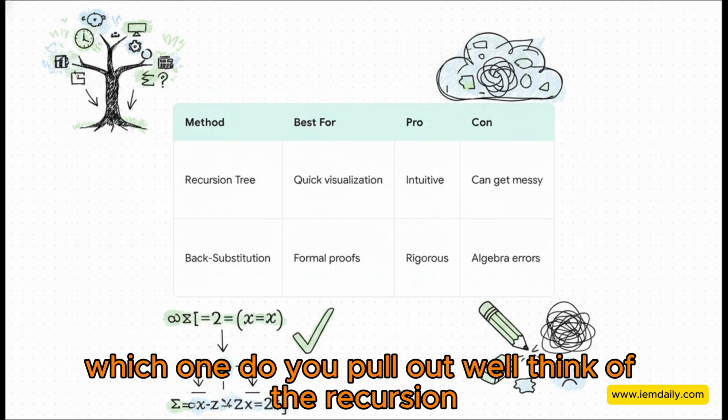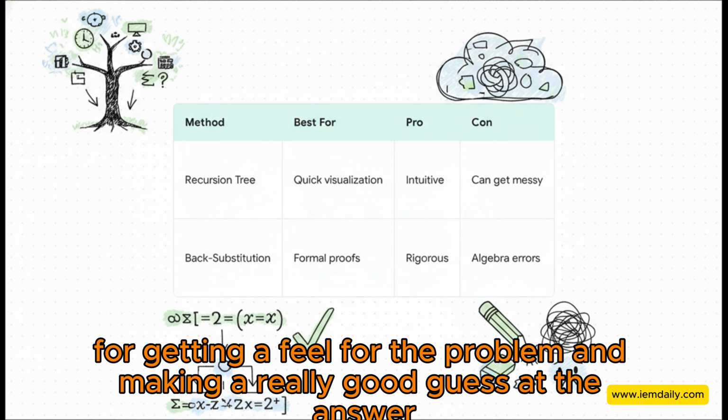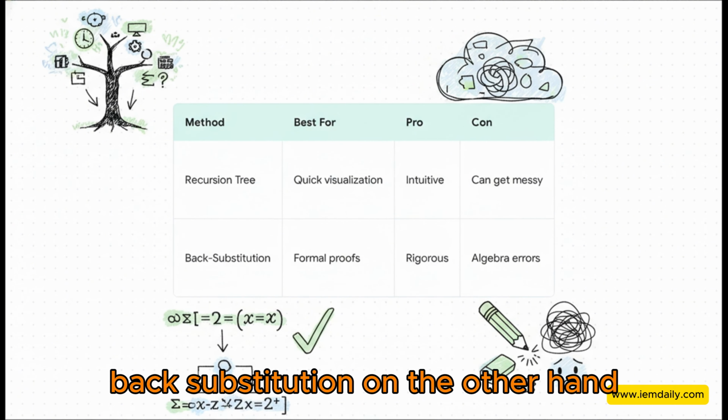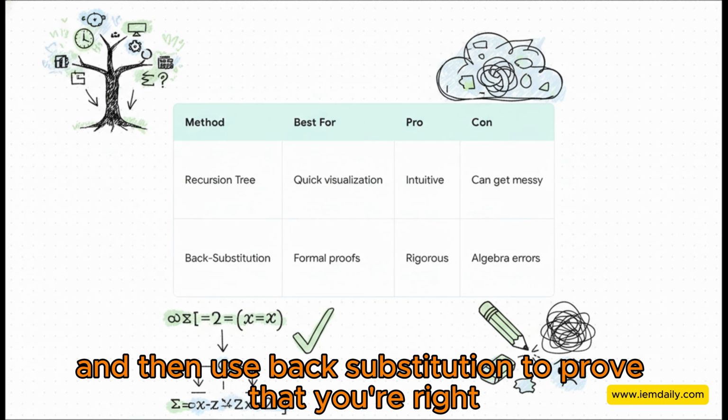Well, think of the recursion tree as your quick and dirty sketch. It's awesome for getting a feel for the problem and making a really good guess at the answer. It's super intuitive. Back substitution, on the other hand, is your formal proof. It's rigorous, it's mathematical, but it's also really easy to make a tiny algebra mistake. So here's the pro tip. Use the recursion tree to figure out what you think the answer is, and then use back substitution to prove that you're right. It's a killer combo.